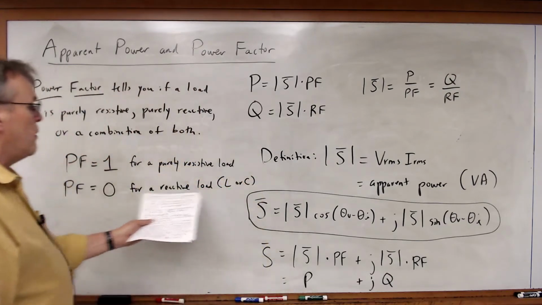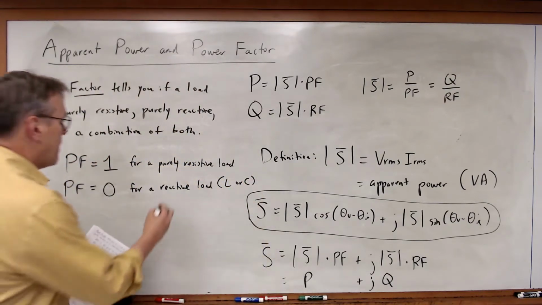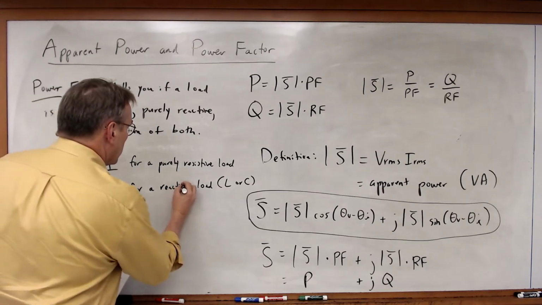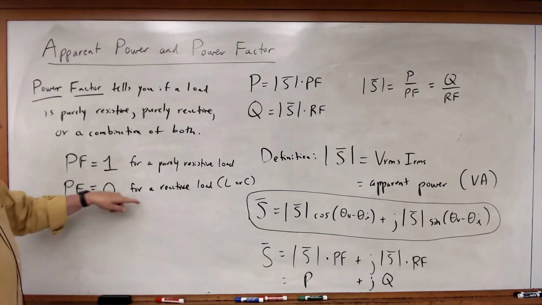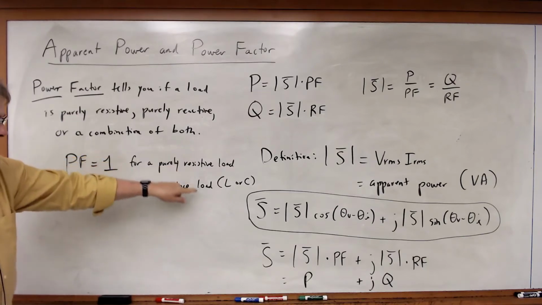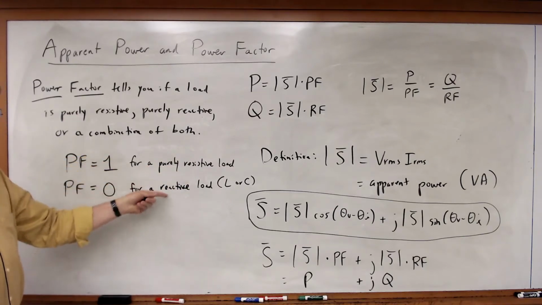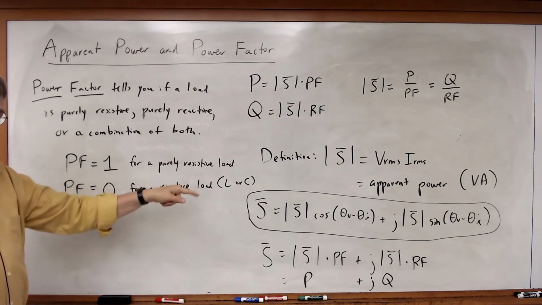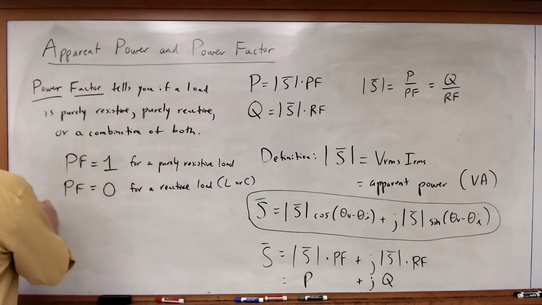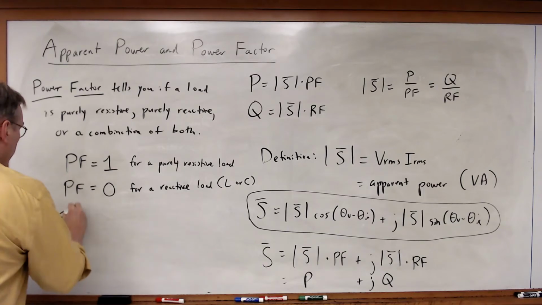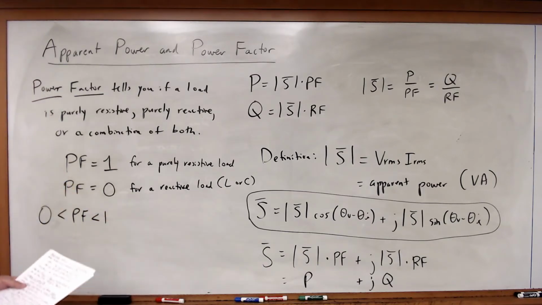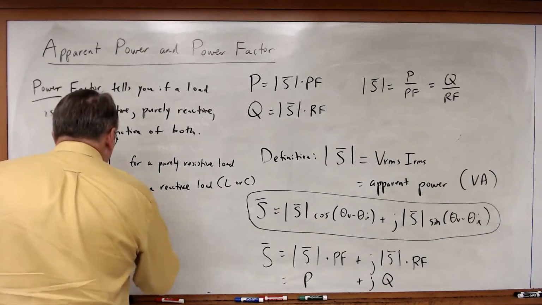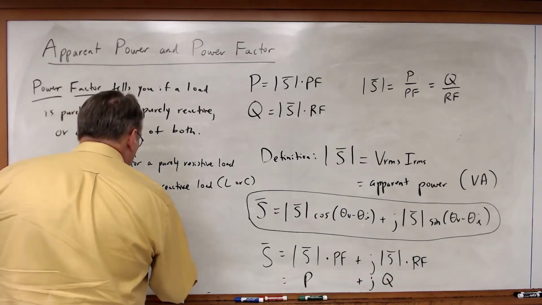So if I've got either L or C, my power factor is going to be equal to 0. If I've got a mix of both resistance and reactance, a resistor plus an inductor or a resistor plus a capacitor, then I'll have a power factor somewhere between 0 and 1 for a resistive plus a reactive load.